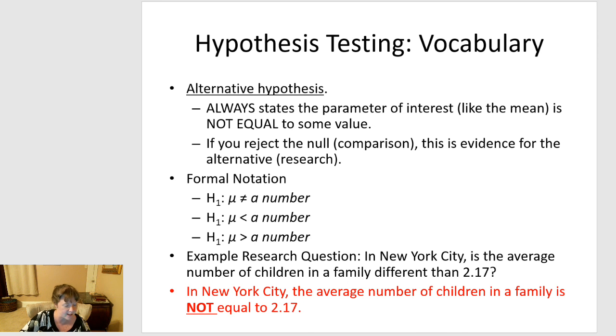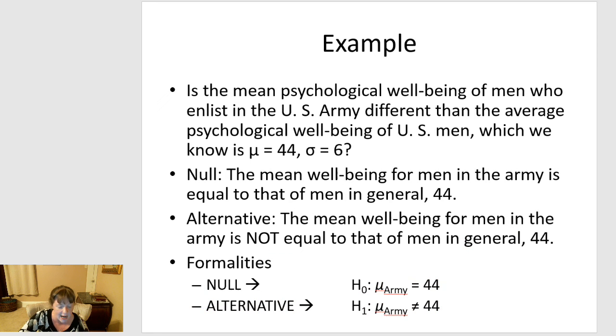So let's do a couple more examples, right? Make sure we really got a handle on this. Is the mean psychological well-being of men who enlist in the U.S. Army different than the average psychological well-being of U.S. men in general? Which I happen to know is mu equals 44 with a sigma of 6, right? So I know the average for the general well-being in the U.S. is 44, and I know the standard deviation. This is the population average for men in general.